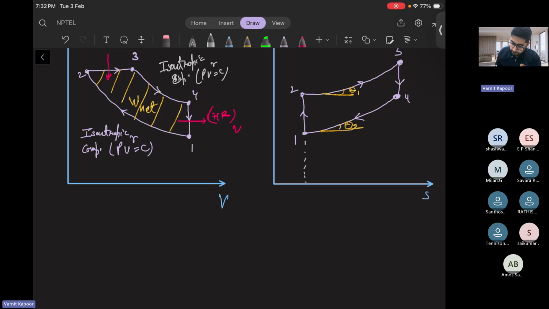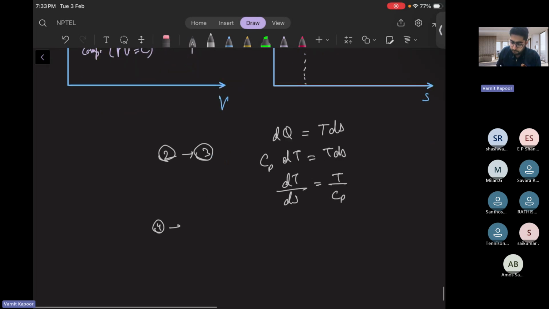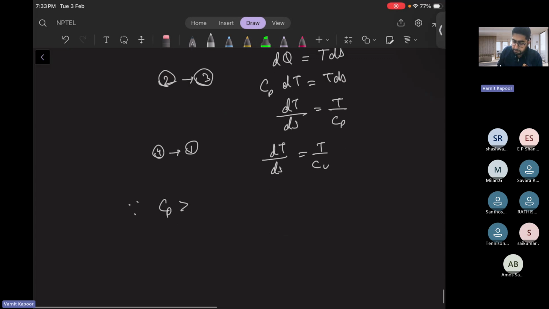We know that dq is equal to TdS, and dq is equal to Cp dT. If I talk about process 2 to 3, that is heat addition at constant pressure, it will be Cp dT equals TdS. So the slope dT by dS is T by Cp. Whereas for process 4 to 1, dT by dS is T by Cv.